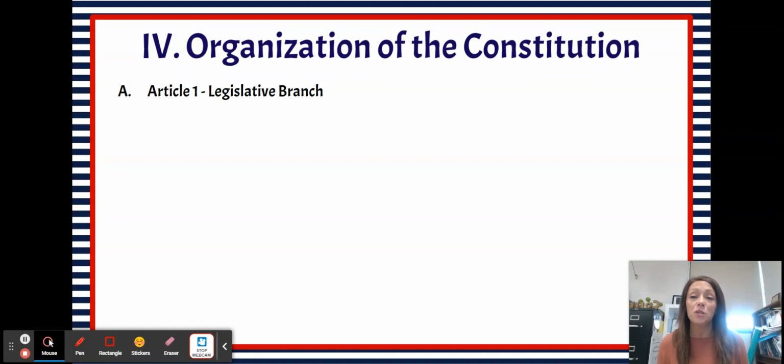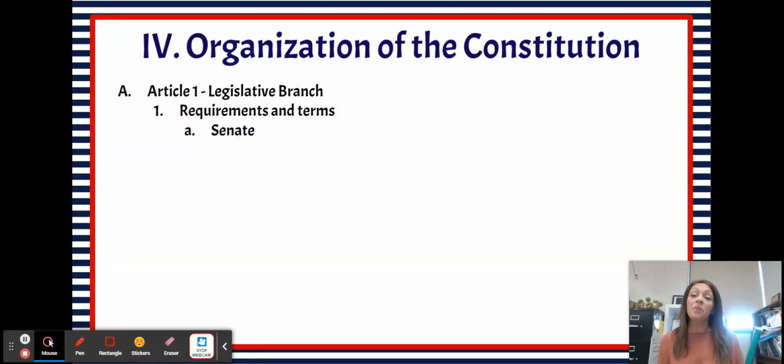So now we're going to get on to Article 1. So Article 1 in the Constitution sets up the legislative branch. And we know that the legislative branch includes Congress, which is the House of Representatives, and the Senate, and their main job is to make laws. So now we want to look at requirements and terms for both of those sections in Congress.